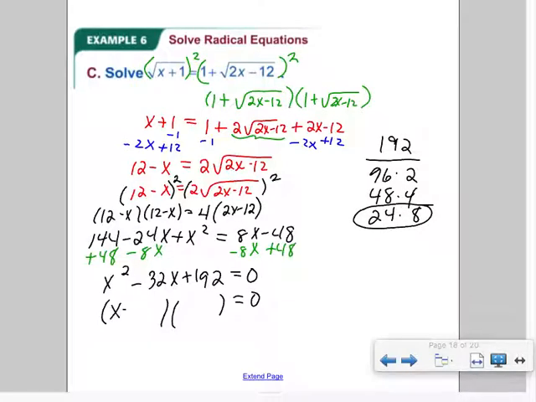So it's going to be x minus 8 and x minus 24. Again, you can check it. 24 times 8 is 192. Negative 8 plus negative 24 makes the negative 32 in the center. So it's factored. Once it's factored, we just set each one equal to 0 and we solve.